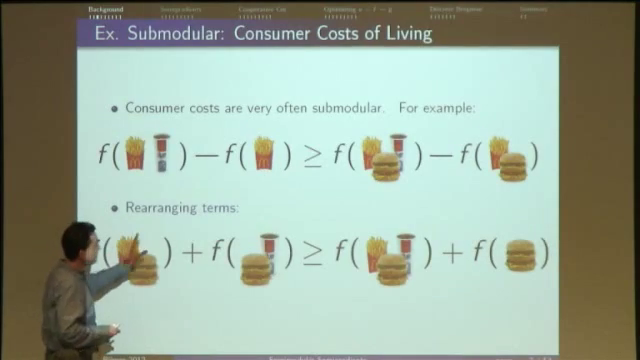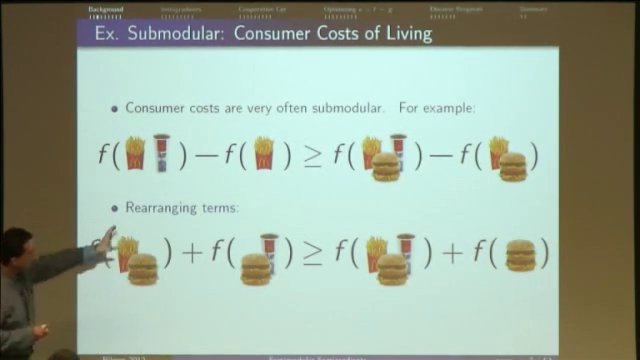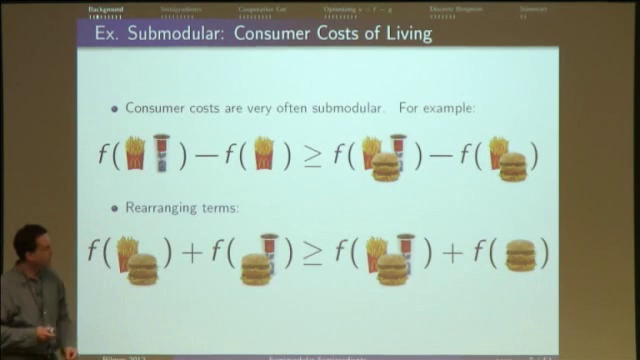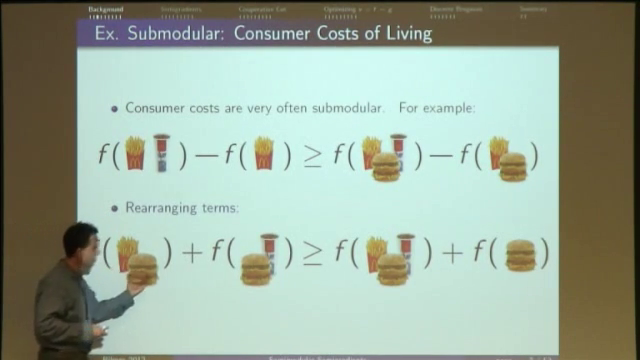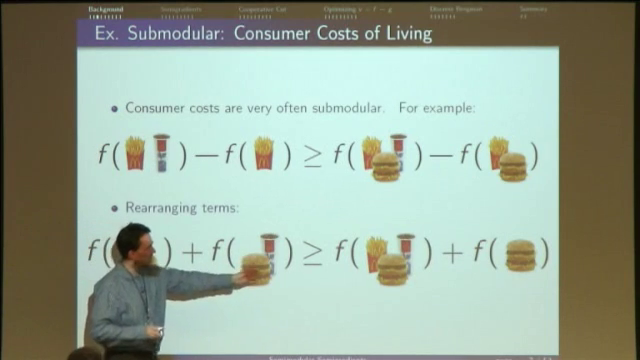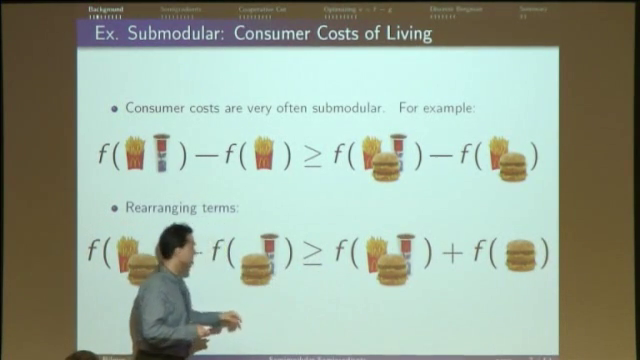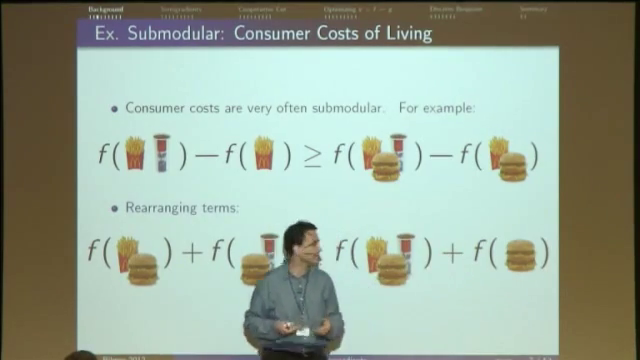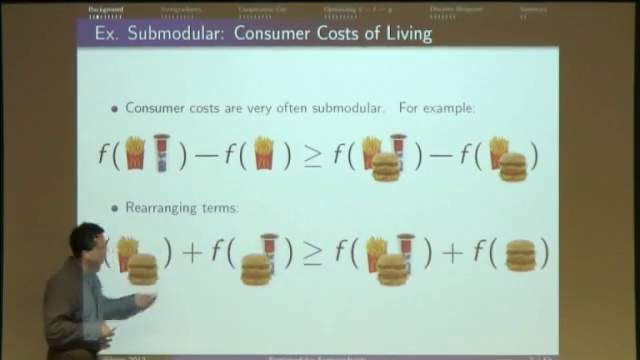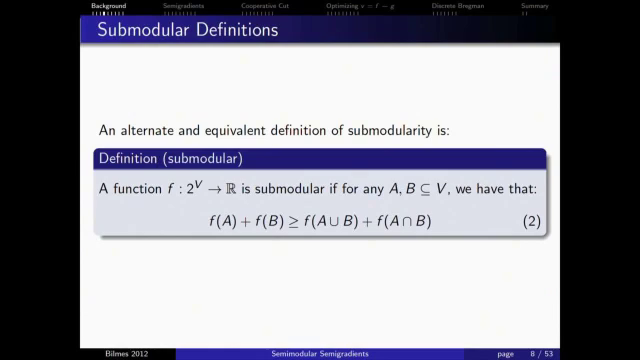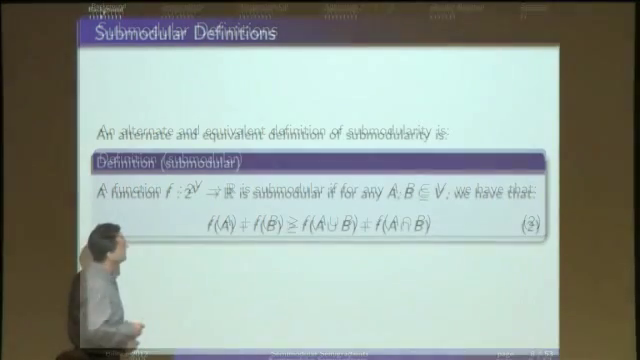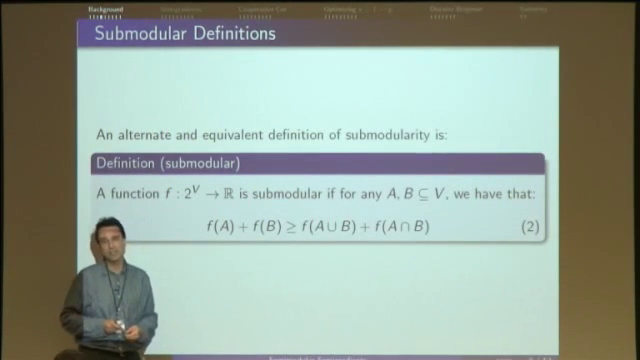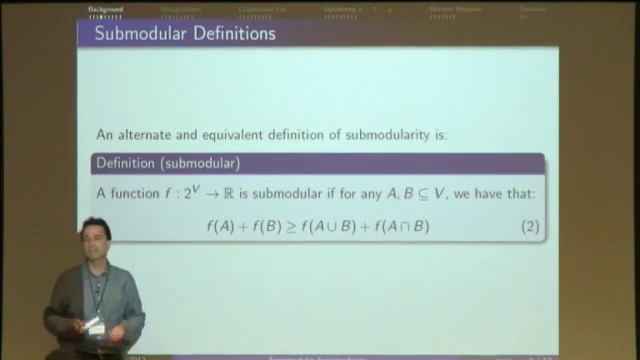Rearranging terms, we get a function that looks like this. It says that f of this set plus f of this other set is greater than or equal to f of the union, which is the fries, hamburger, and Coke, plus f of the intersection, which is just a hamburger. This is a form often used to define submodular functions. It's equivalent to diminishing returns, and it basically says that for any sets A and B, f of A plus f of B is greater than or equal to f of the union plus f of the intersection.